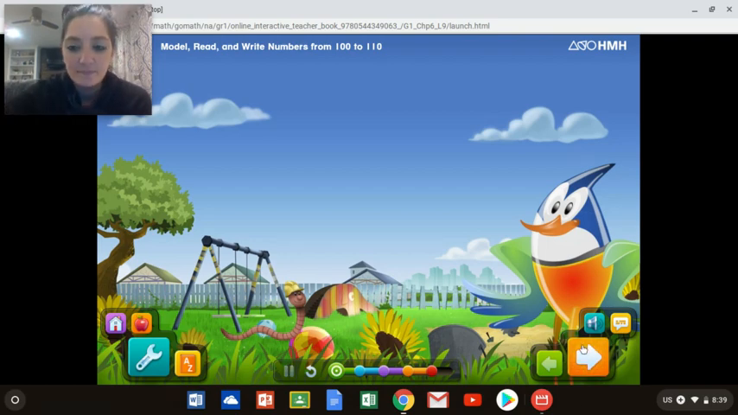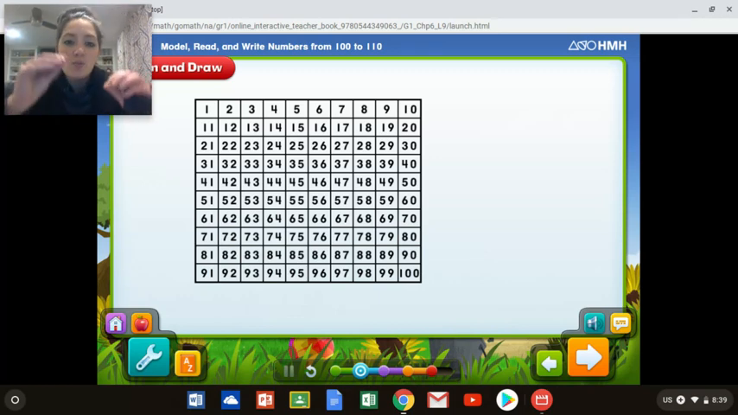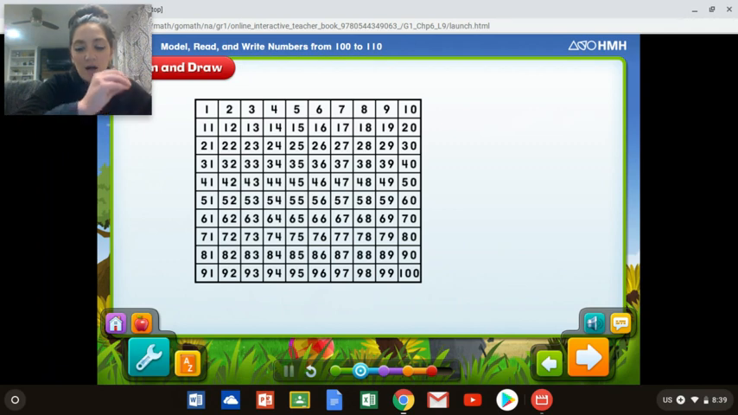Okay. Let's use clues to find numbers on the 100 chart. Click the number that is the same as 2 ones. Okay, so let's think about this. We want to find the number that has 20 ones. Now, if you have 20 single cubes, you could put those into 2 stacks of 10. 2 stacks of 10, 2 tens, equals 20.